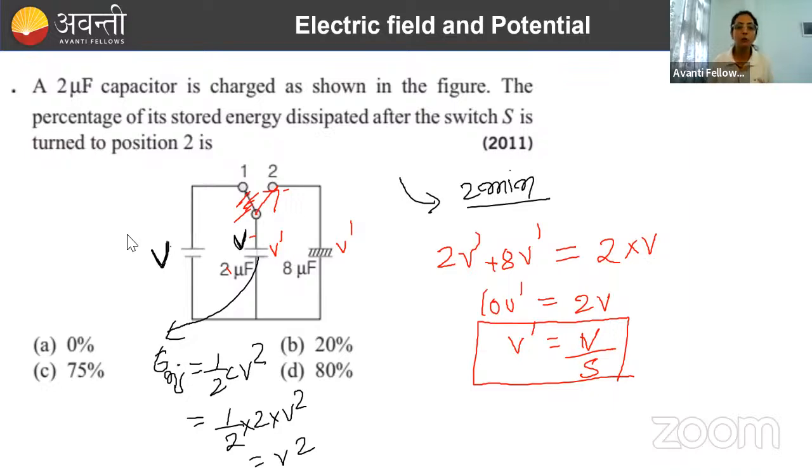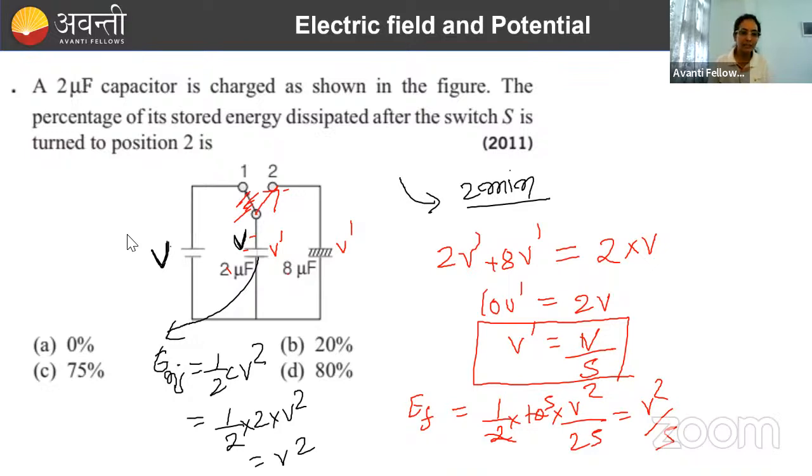So what will be the energy stored on these two capacitors finally? Let's write the final energy. Finally, these two capacitors are in parallel, so C equivalent is 10 and its potential is V dash. So half C V dash square, that is half times 10 times V square by 25. This is going to be V square by 5. So the initial energy is V square, and the final energy is V square by 5.